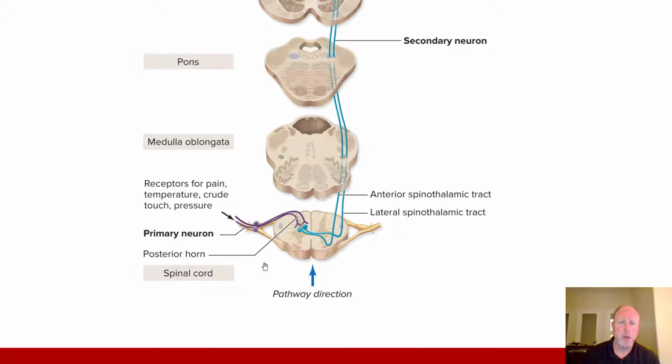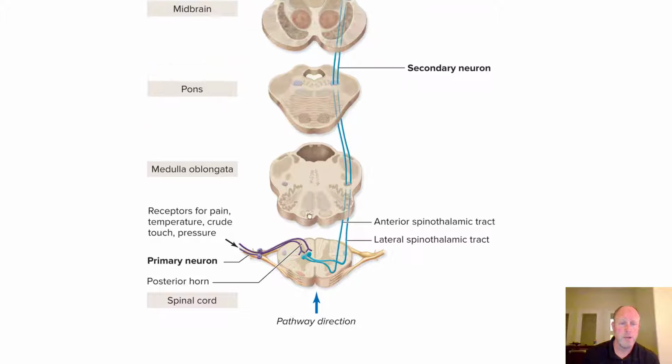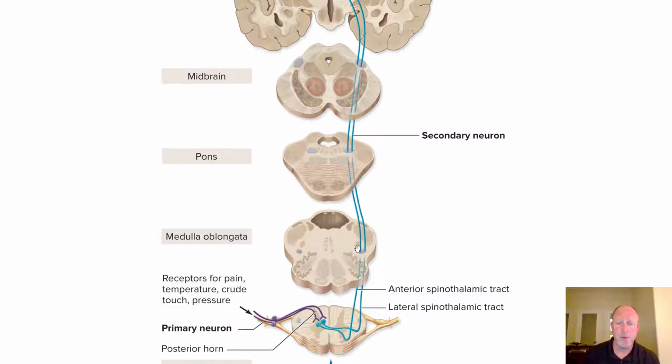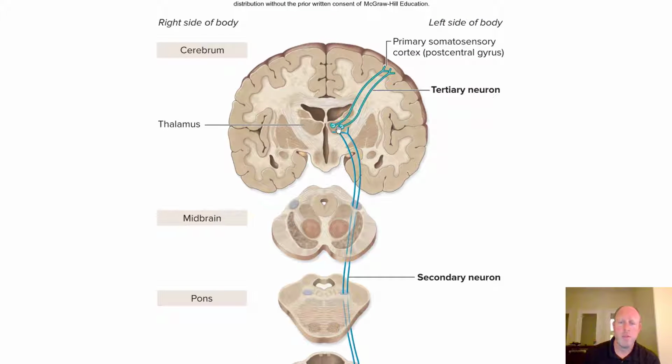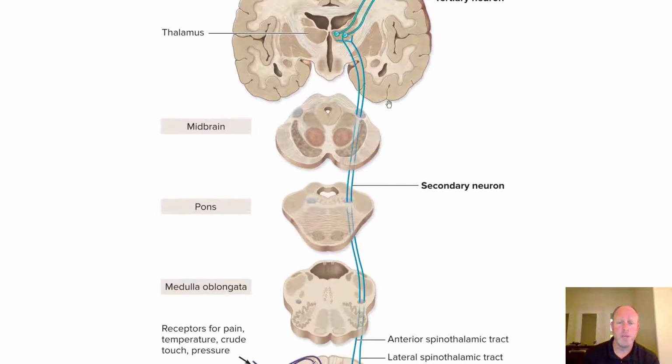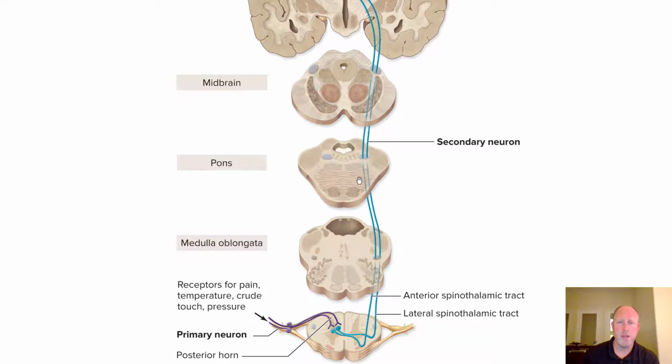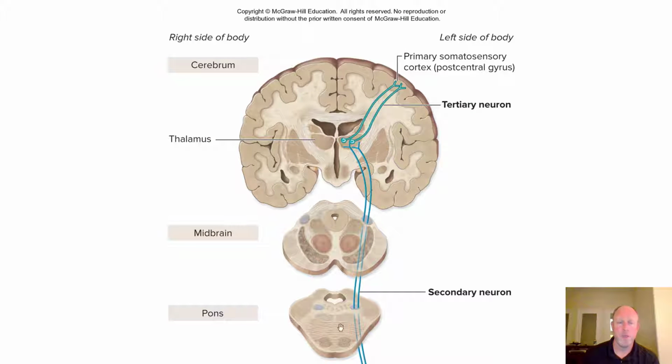Visual always helps. And so we have the posterior horn here, and the communication coming through either the lateral spinothalamic tract or the anterior spinothalamic tract to the medulla oblongata, and passing through here, secondary neuron at the pons, through the midbrain to the thalamus, and then to the tertiary neuron for the primary somatosensory cortex, the postcentral gyrus. The communication comes from the right side of the body and goes to the left side, then the opposite side of the brain.